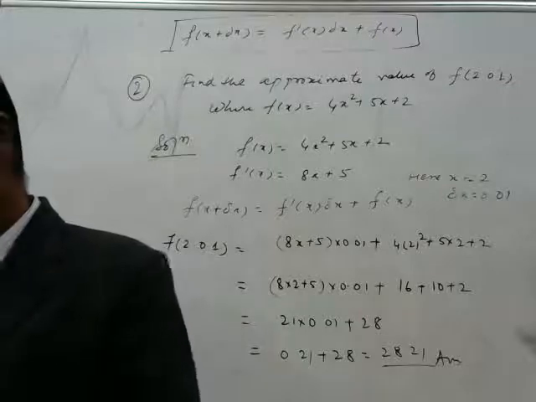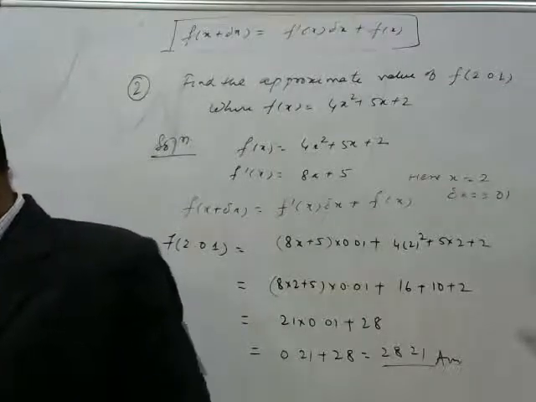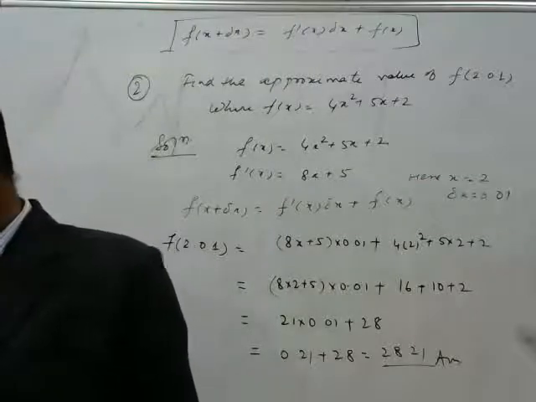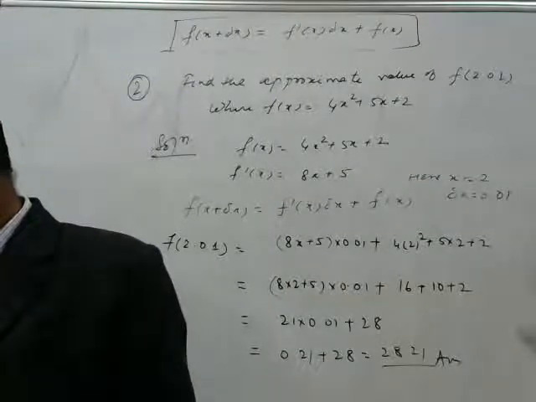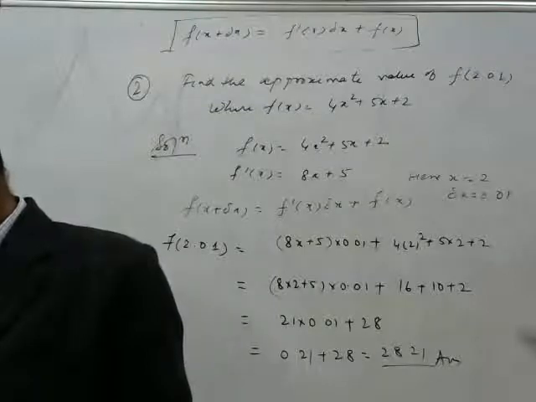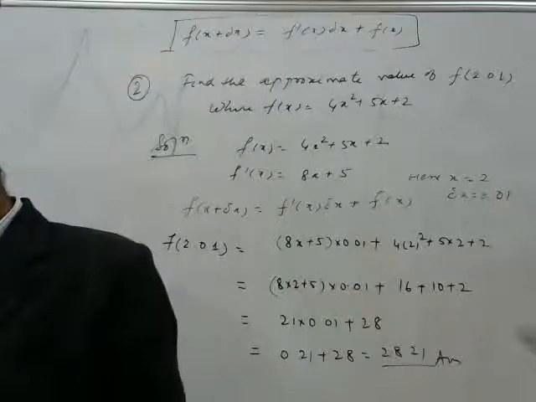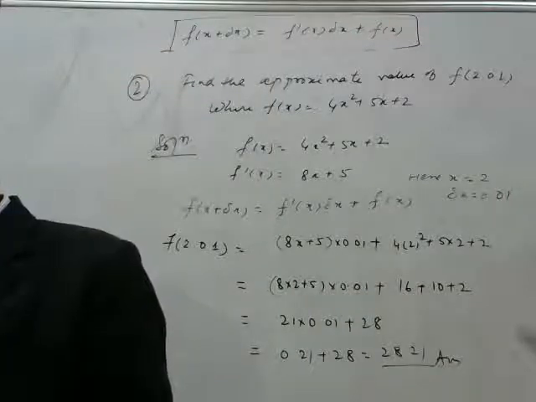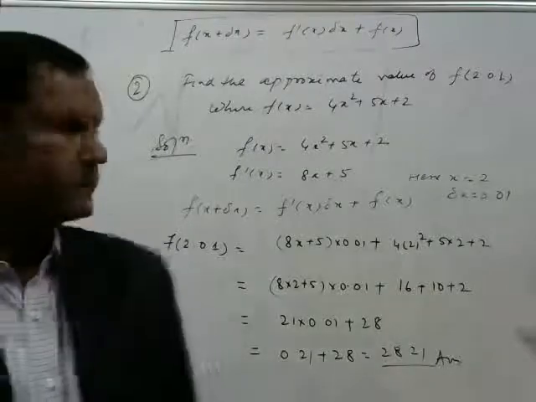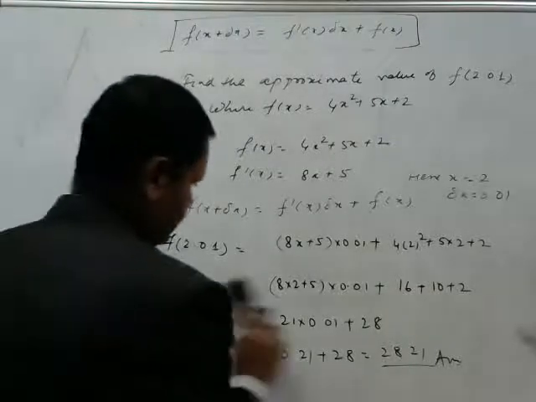Now question number 3. Find the approximate value of f of 5.01 where f of x is equal to x cube minus 7x square plus 15. Same question is there. Now see question number 4. Find the approximate change in volume V of the cube of side x meters caused by increasing the side by 1%. Now question number 4 I will be doing.